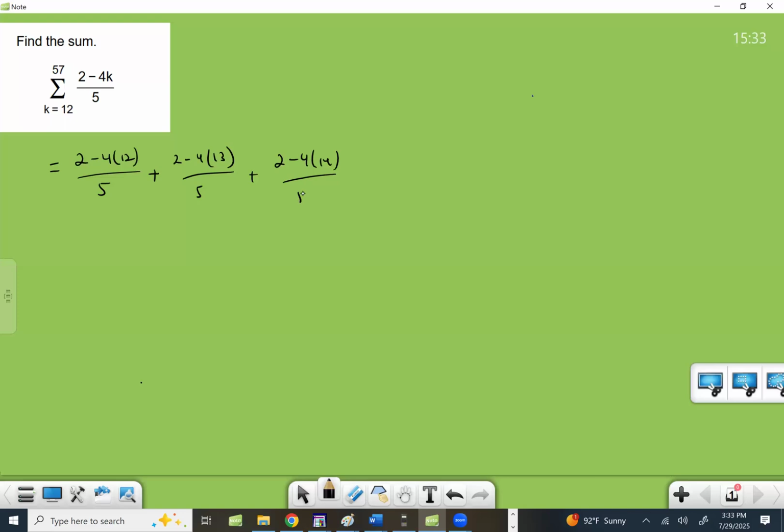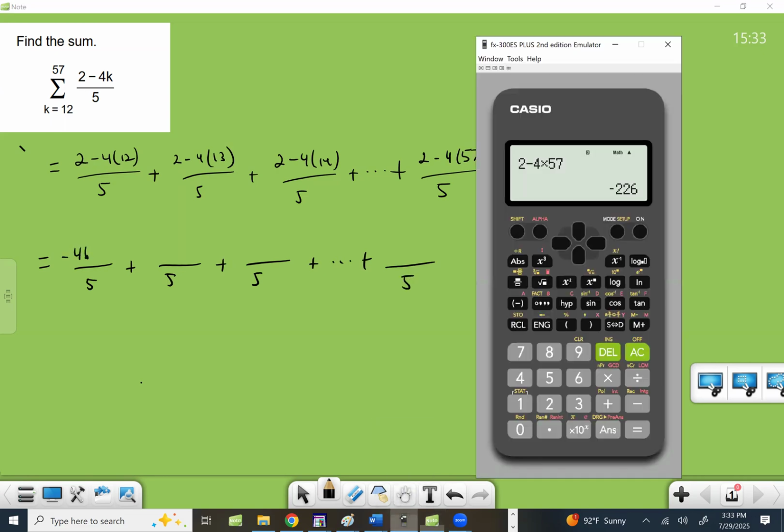And it's like, okay, when do we stop this process? Well, we're going to stop when we get to 57, the upper limit. So 2 minus 4 times 57, all over 5. Now, if we do the math here, all the bottoms are 5s, so I'm not going to mess with the denominators, but let me compute those numerators. This one I can kind of do in my head, but let me try the other ones.